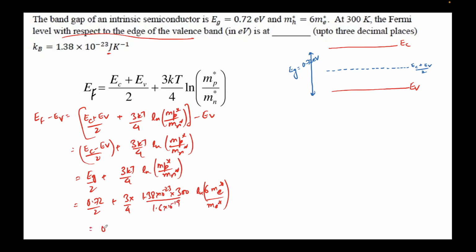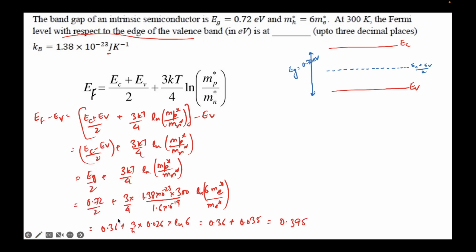So what we'll get is 0.36 plus 3 by 4. This is kT, so it will be 0.026 electron volts times ln 6. So it's 0.75 times 0.026 times ln 6, that's 0.035. Plus 0.36, if we add this, it will come out to be 0.395.